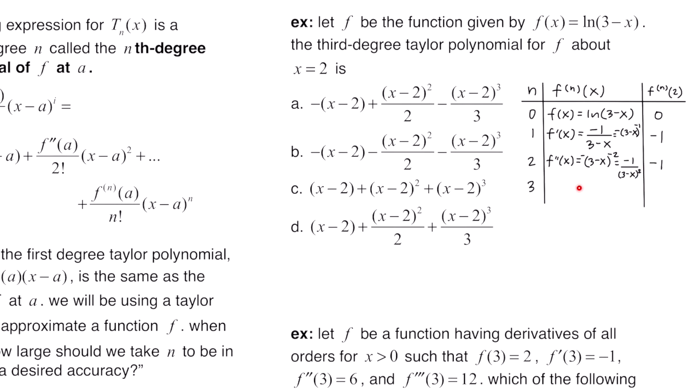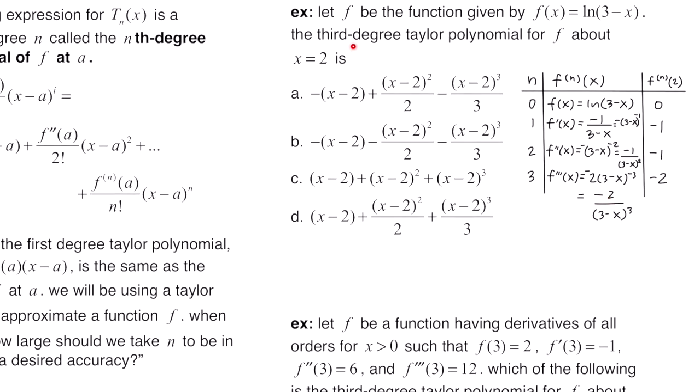Okay, finally we're going to take the third derivative. So I just squeezed the negative right there, and I rewrote it as -2 over the quantity 3 minus x cubed. Now we're going to plug in 2 for x, so 3 minus 2 is 1, 1 cubed is 1, and we end up getting -2 over 1, which is just -2.